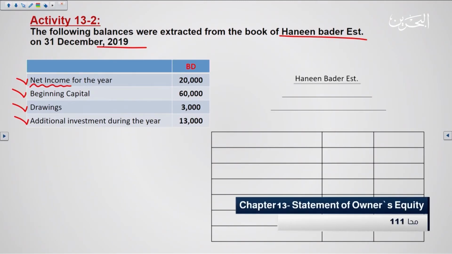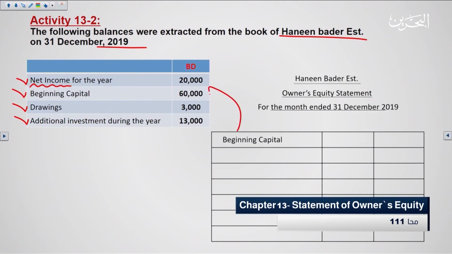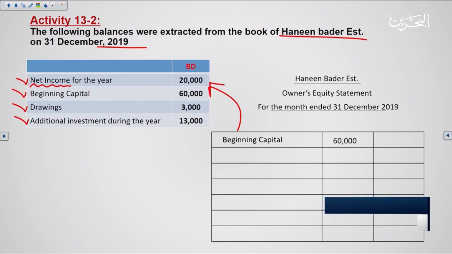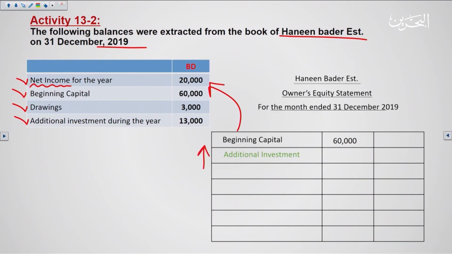First, we will write down the name of the company, then the owner's equity statement, which is the name of the statement. Then we will put here the period of time we are preparing this statement. We will start with the beginning capital. From the question, we are taking all this information. The beginning capital equals 60,000 BD. Then we will add the event that will increase the capital, which is additional investment, equal to 13,000.